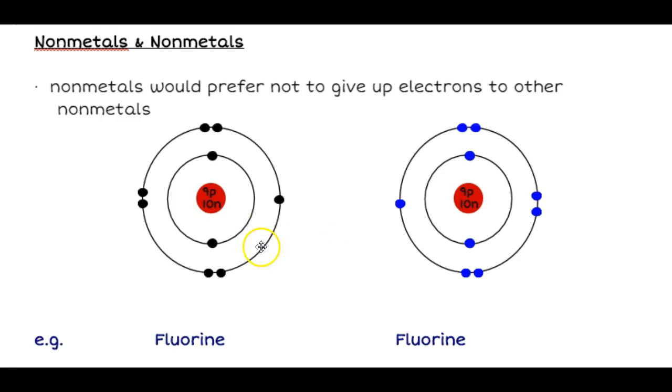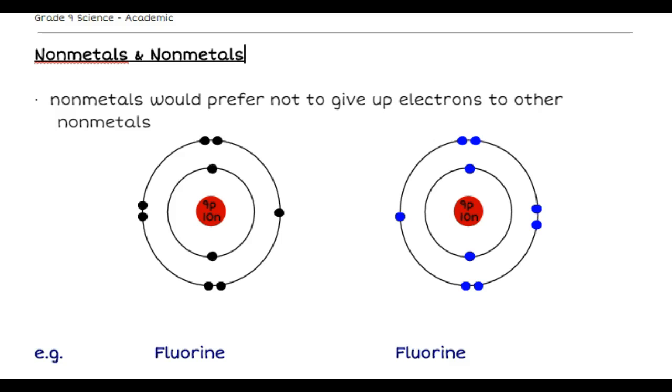The problem with two nonmetals coming together is that neither one of them really wants to part with electrons. Fluorine here, as I've drawn it, has 7 valence electrons, and so all atoms of fluorine would also have 7 valence electrons. Neither one of these is going to want to give up any of their electrons, but they both want to become stable. They both want to become happy. And so here's what happens. They actually end up sharing electrons.